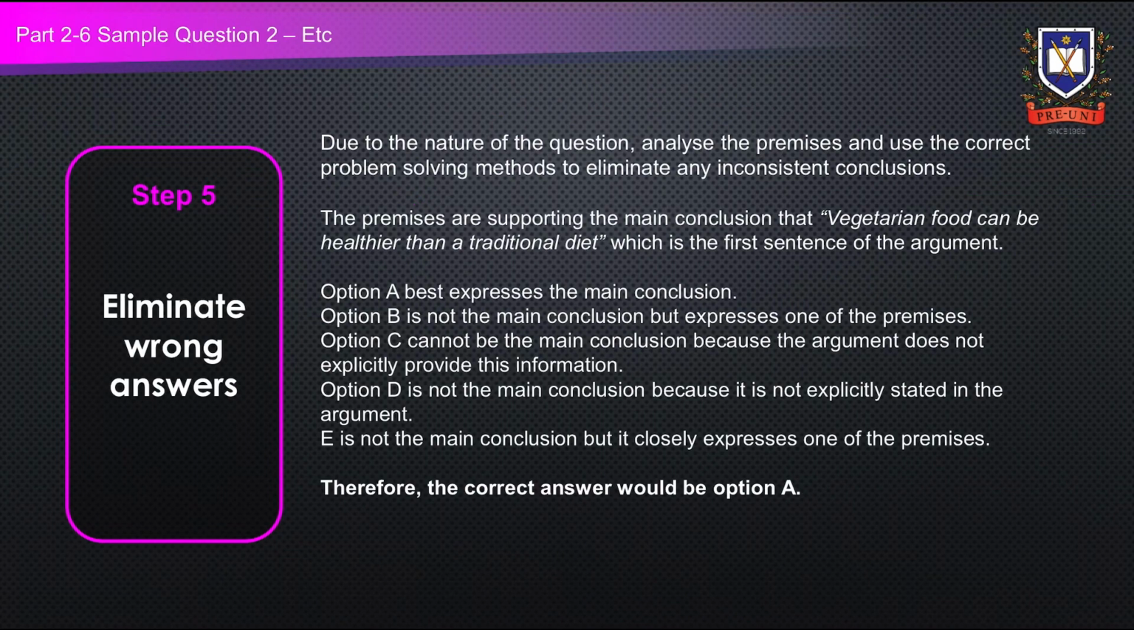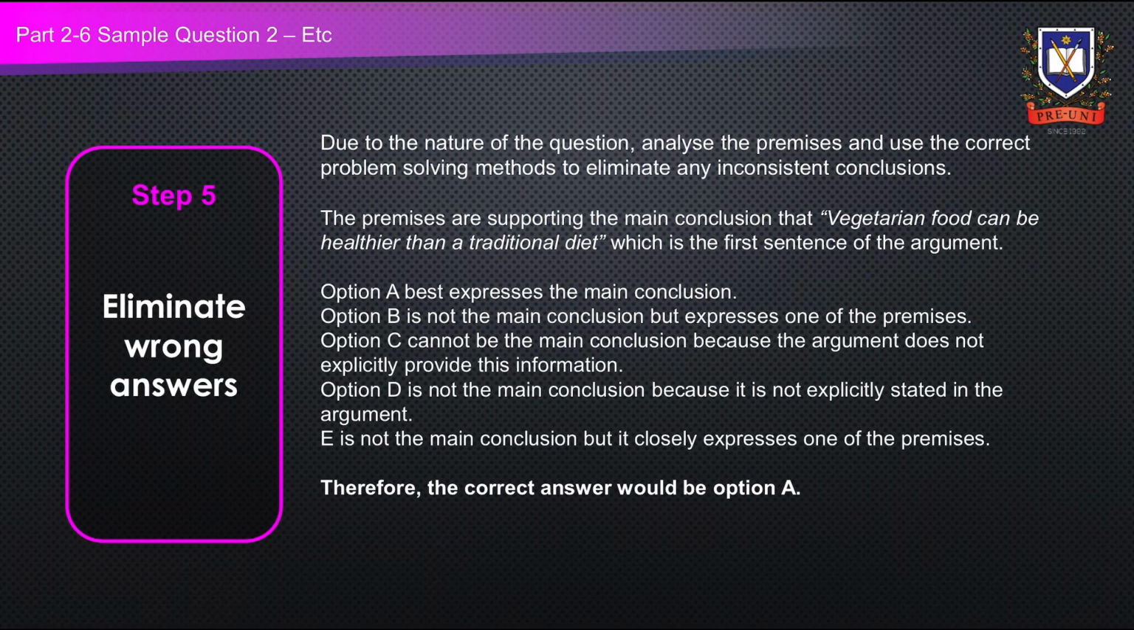Lastly, we should eliminate any wrong answers. Due to the nature of the question, analyze the premise and use the correct problem-solving methods to eliminate any inconsistent conclusions. The premises are supporting the main conclusion that vegetarian food can be healthier than a traditional diet, which is the first sentence of the argument.